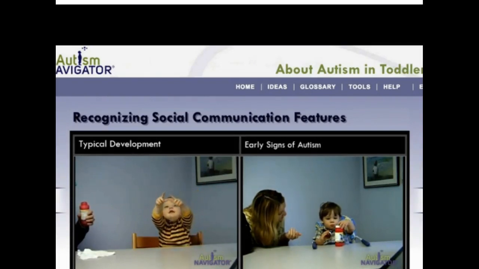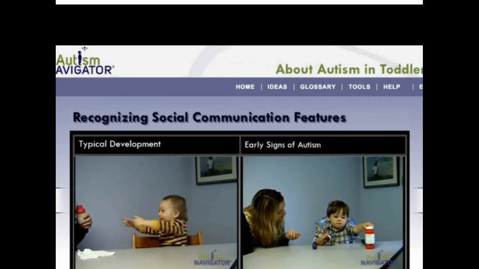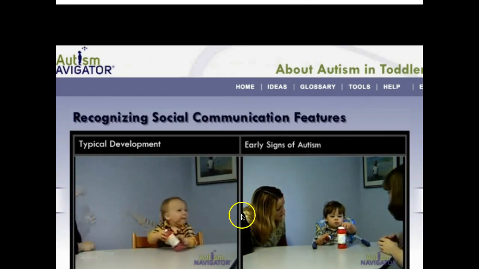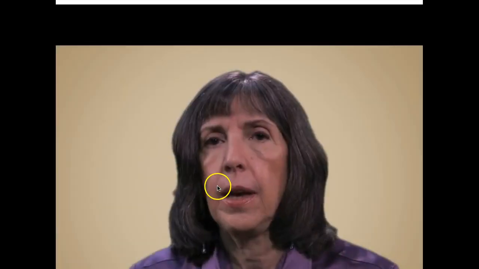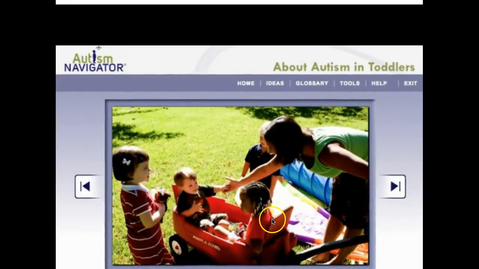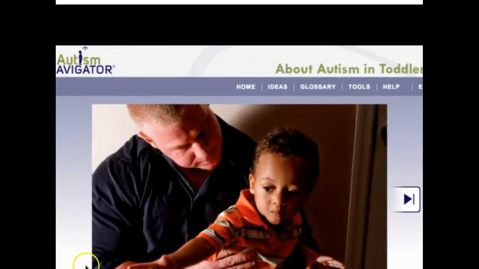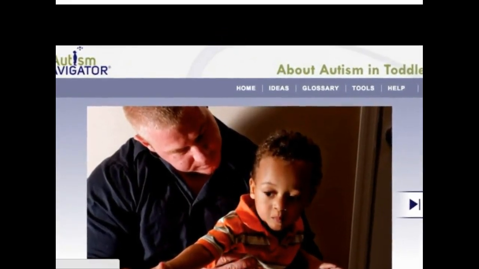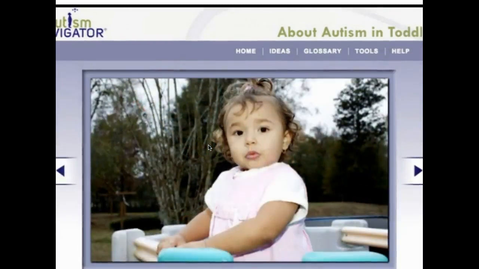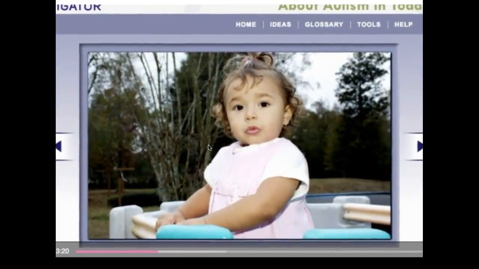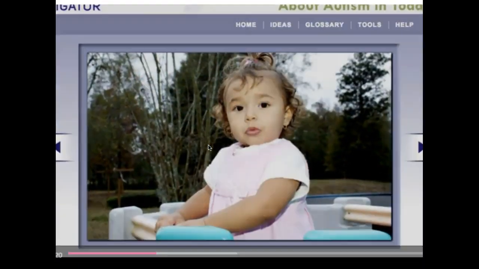It will have the side-by-side video players to show the early signs of autism next to a child who's typically developing. It will also show some of our families who participated in our early intervention study, and it will show their children what we call at baseline, at the beginning of the study, and then it will show their children after a year or two of the family working with them, how far their child has come.